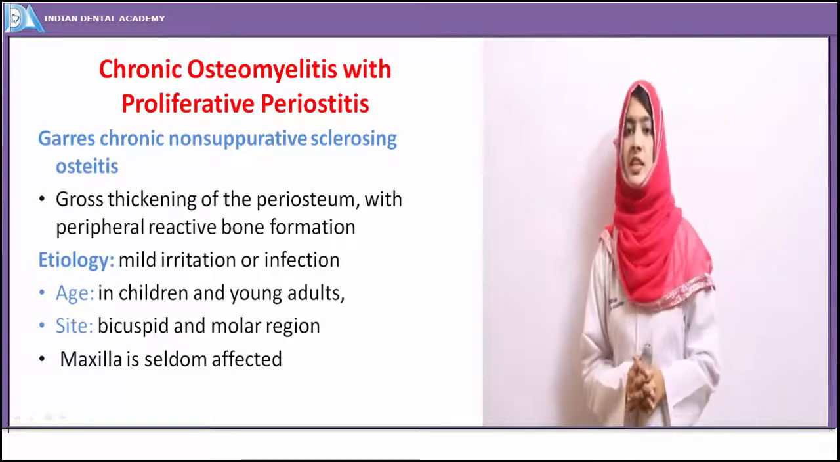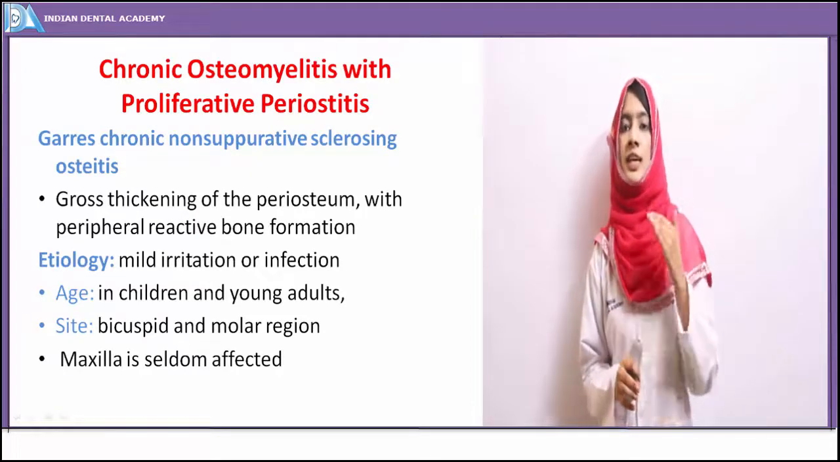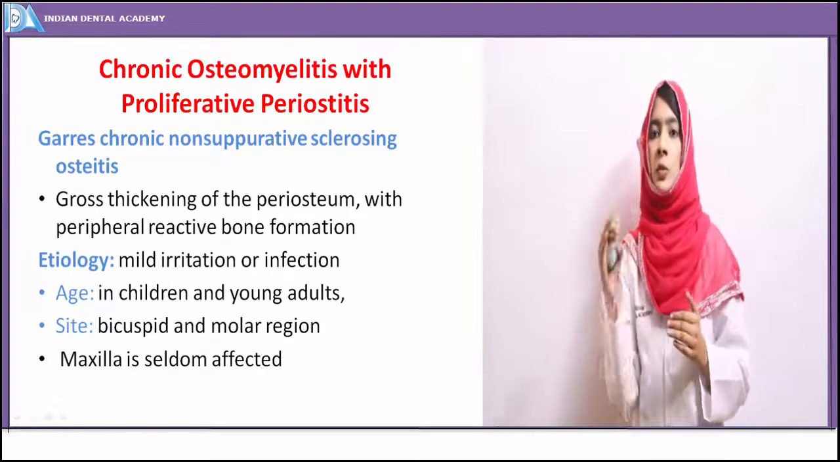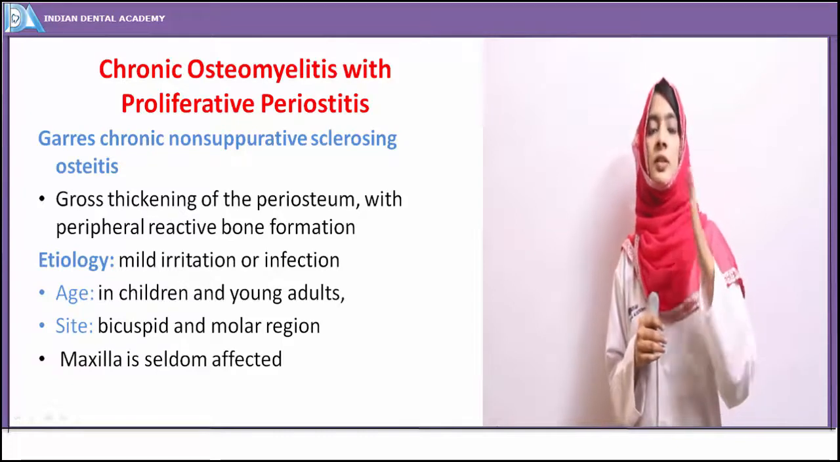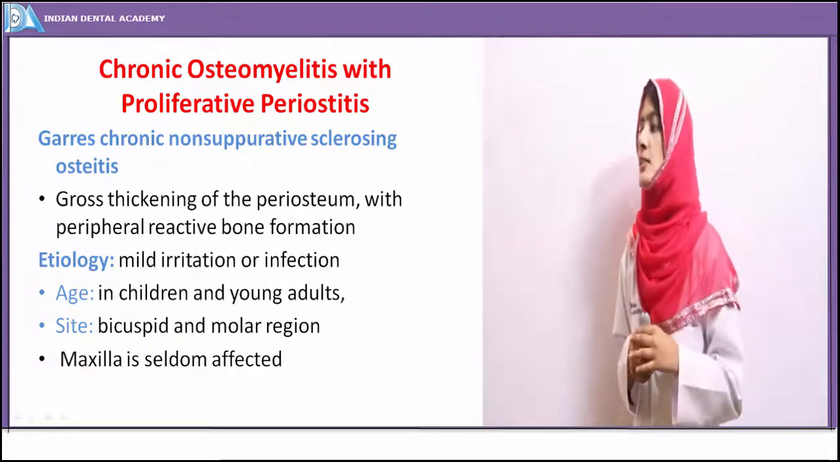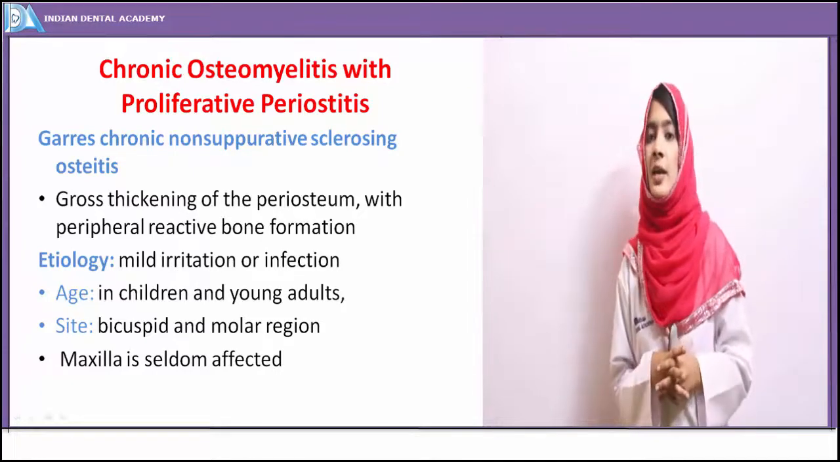Chronic osteomyelitis with proliferative periostitis. As the name itself indicates, the features of chronic osteomyelitis are seen along with the characteristic inflammation which is involving the periosteum, or the outer layer of the bone, the outer layer of cortex, that is the periosteum. The inflammation of periosteal thickening is seen along with features of chronic osteomyelitis. It's also known as Garre's chronic non-suppurative sclerosing osteomyelitis.